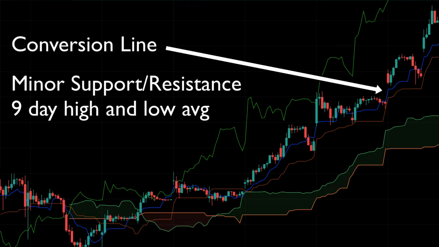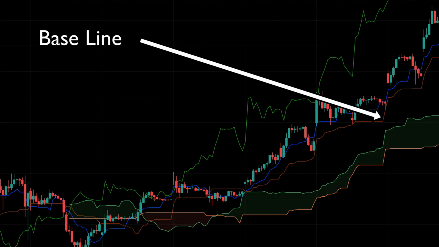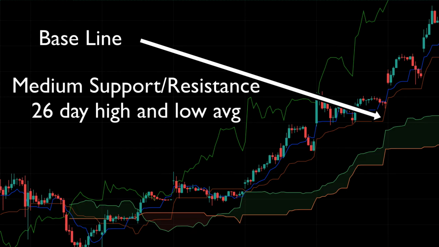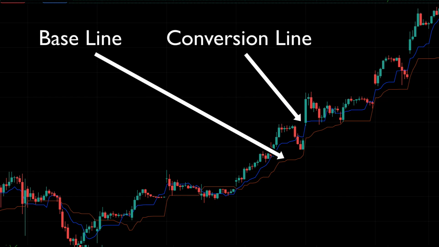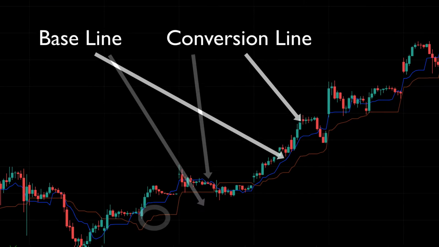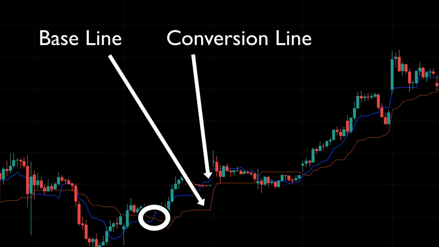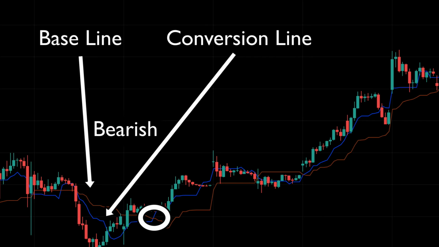Next, we have the baseline or confirmation line. This measures a medium support or resistance levels. This is calculated much like the conversion line, being a 26-day high plus the 26-day low and then divided by 2. These 2 indicators, as you see, work much like a moving average. When the conversion line is above or crossing the baseline, it is a bullish signal. And when the conversion line is below or crossing the baseline, it is a bearish signal.